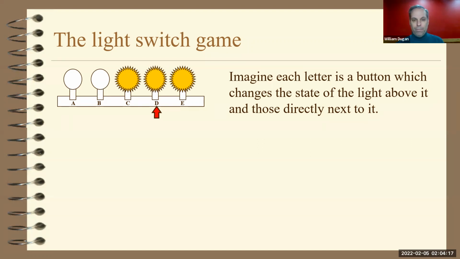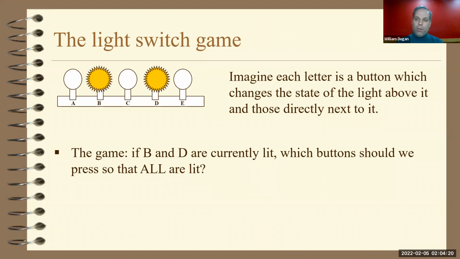So the question then is, what if we start with this particular arrangement? The lights B and D are currently on. What I want to know is what buttons to push, in what order, and how many to push, so that in the end everything's lit. Can it even be done?